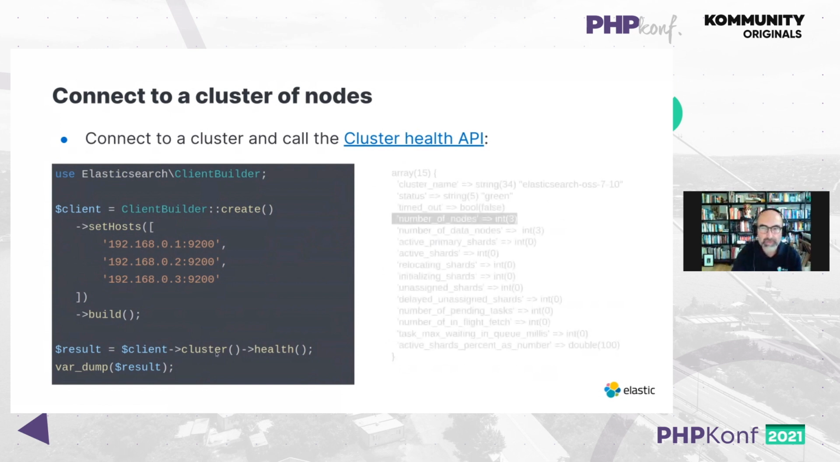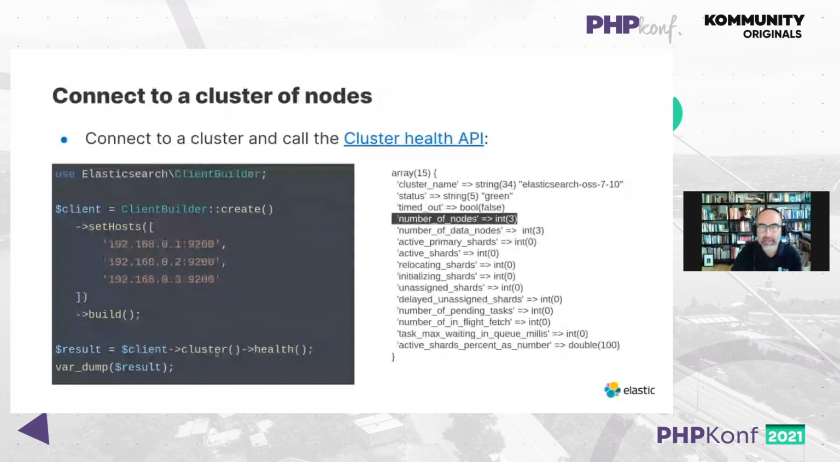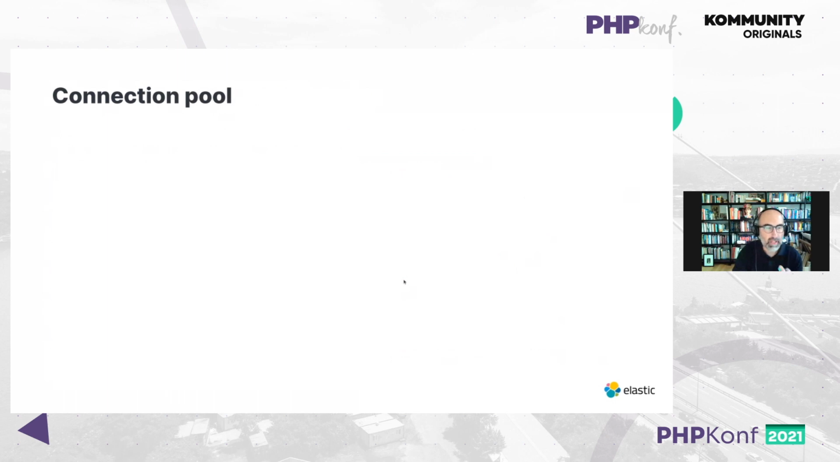We var_dump the results, and as you can see here, we have another associative array with other information. Because we are interested in the cluster, now we have all the information about the cluster. For instance, the number of nodes. You can see here that it is 3, because we have 3 nodes in place, and so on. I mentioned that Elasticsearch-php is able to manage a connection pool.